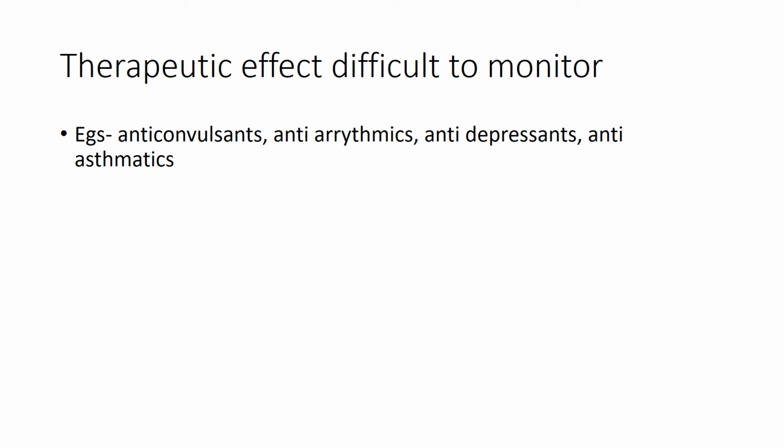Therapeutic effect difficult to monitor, that is another criterion for therapeutic drug monitoring. When we are not able to see a clear physiological or clinical response, then we can go in for a TDM. This is especially helpful in those cases where we are trying to treat prophylactically, that is in case of anticonvulsants, antiarrhythmics, antidepressants, anti-asthmatics, then TDM may be justified. So the decision to increase or decrease the dose is mostly efficiently made on the basis of the serum concentration. According to the serum concentration that we get by doing a TDM, we can either increase or decrease the dosage for the patient.